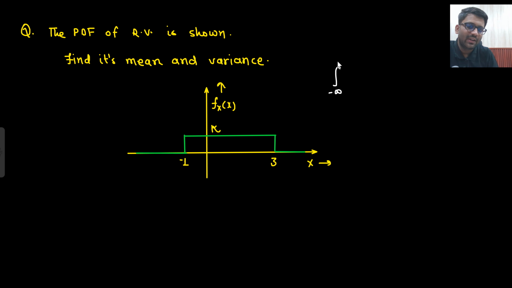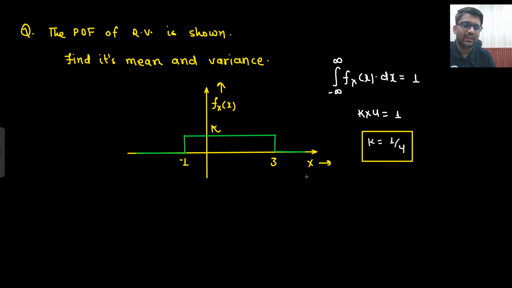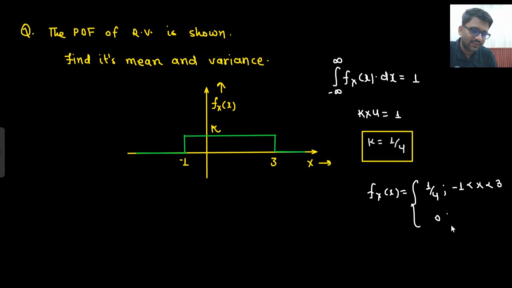Whenever you need to find any constant or any variable, what property will you apply? You know that the total area under the curve will be 1. What is the total area? k into 4. That would be equal to 1. So k is coming out to be 1 by 4. Okay, so this is your PDF. PDF is given, right? And you can define the PDF as well. How will you define the PDF? f_x(x) is 1 by 4 when your random variable x is taking values between -1 to 3. Otherwise it is 0.